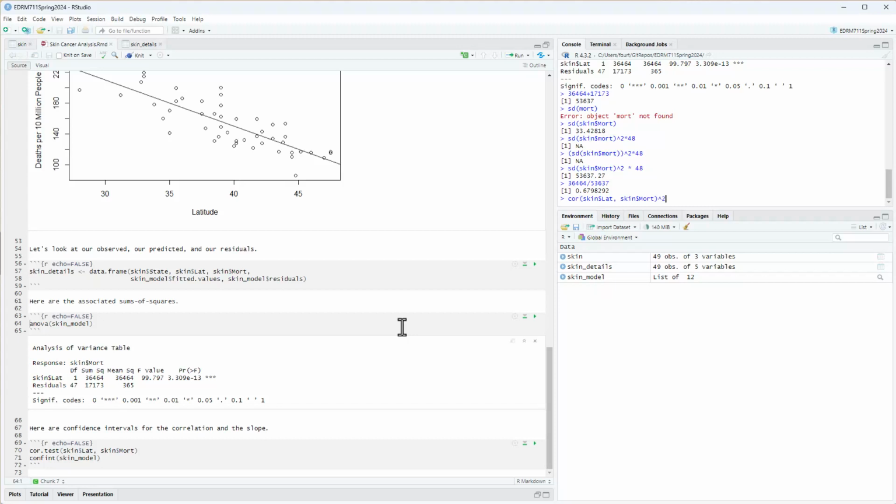Two different ways to get the coefficient of determination, but the sums of squares method maybe not as easy for calculation as the correlation squared, but it actually helps us with our understanding of what that means.